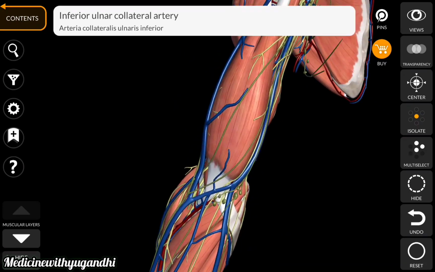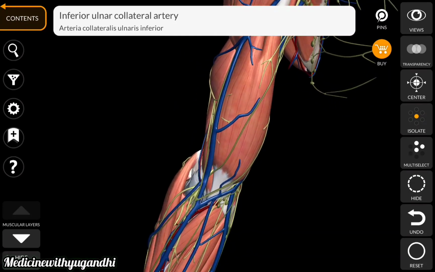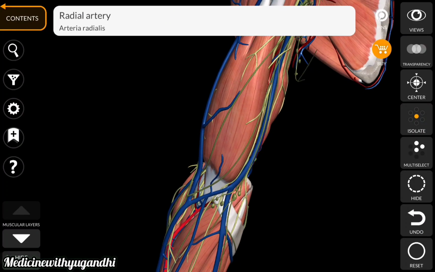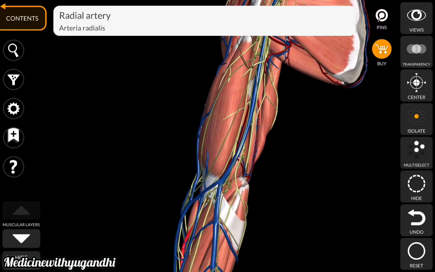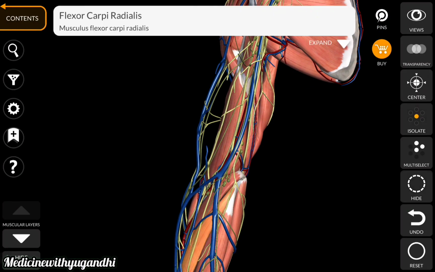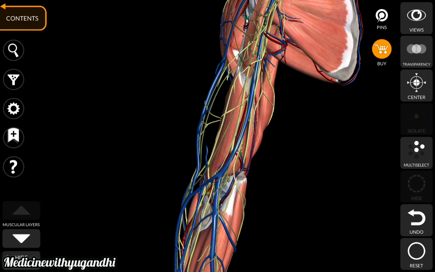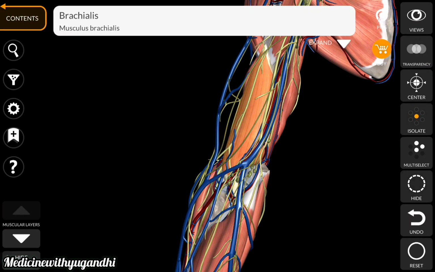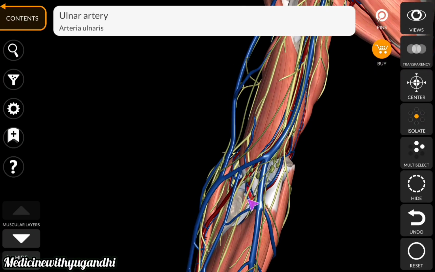And the brachial artery ends by dividing into the radial artery and ulnar artery. Here you could see the radial artery, and the ulnar artery is just deep to the muscles. So here you could see the ulnar artery. This is the ulnar artery. So this brachial artery ends by dividing into two terminal branches. One is the radial artery and the other one is the ulnar artery.